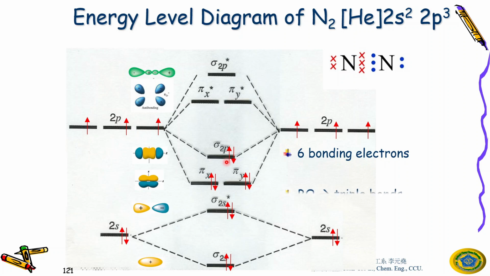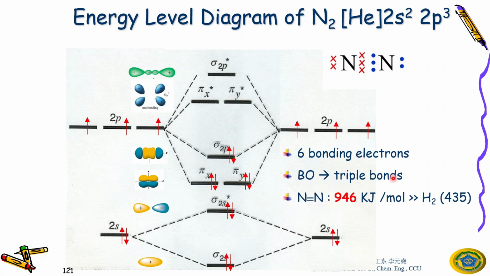So the bond order. Could you please tell me the bond order? BO stands for bond order. Bond order is 6 minus 0, divided by 2, right? So what's the bond order? 3, right? 3. So triple bond.